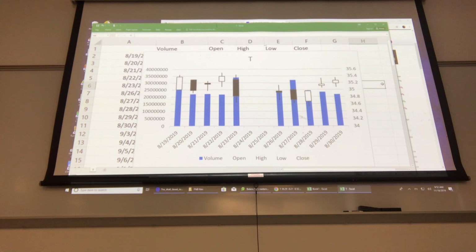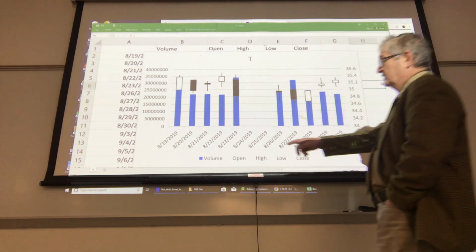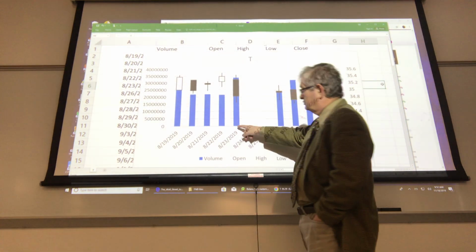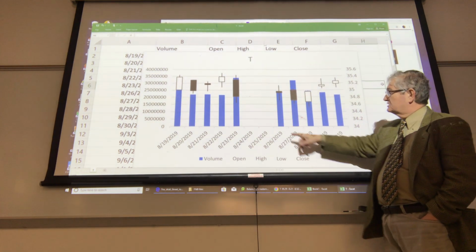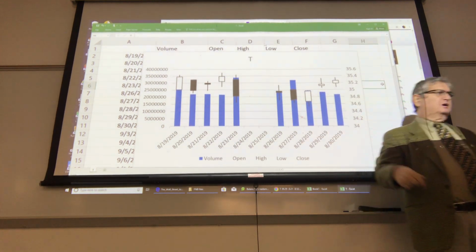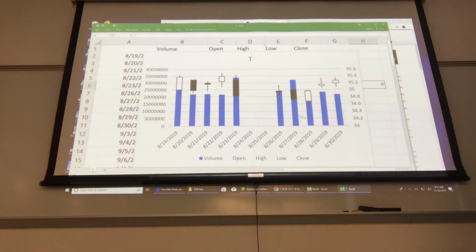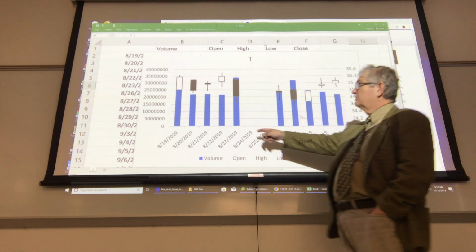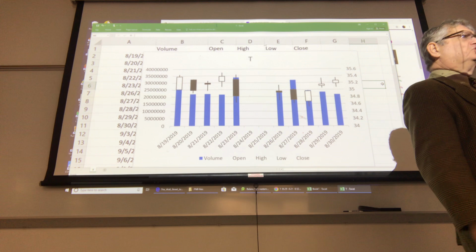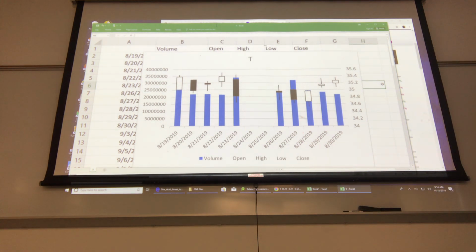Do I know which days the market dropped down? The black days. So which days did the market go down? August 20th, August 21st, August 23rd, August 26th, August 27th. The market went down. Which day did the market go down a lot? The 23rd. The 23rd went down more than any other day. Do I have any other indication for the 23rd? About the volume. It's the day that I have the highest trade.